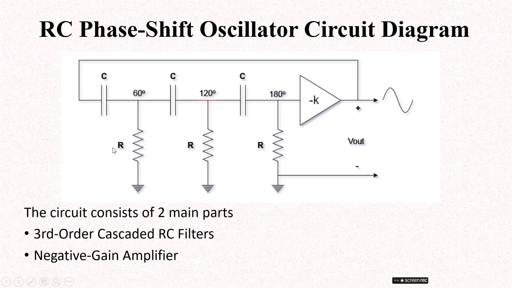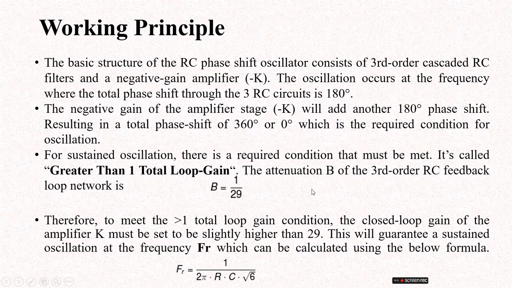Mainly this circuit consists of two main parts: a third order cascaded RC filter and a negative gain amplifier. The cascaded RC filter produces a 180-degree phase shift, and the negative gain amplifier produces another 180-degree phase shift. The total is a 360-degree phase shift.